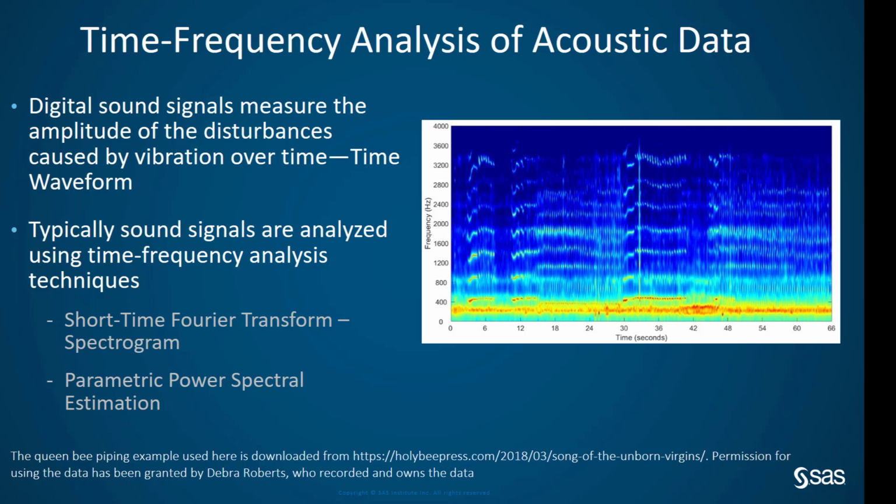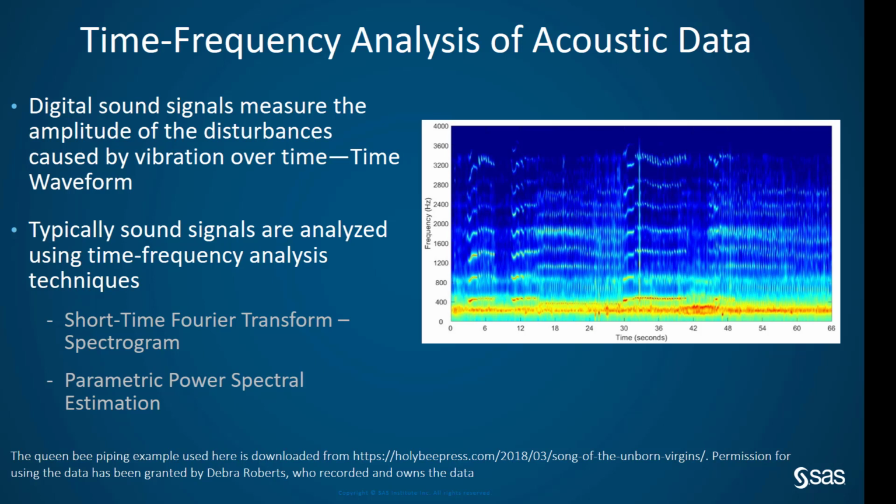There are other ways of generating the time frequency heat map. The parametric power spectral estimation method is one of them. It has certain advantages over the short-time Fourier transform. I'll talk about how we utilize these methods in our analysis later.